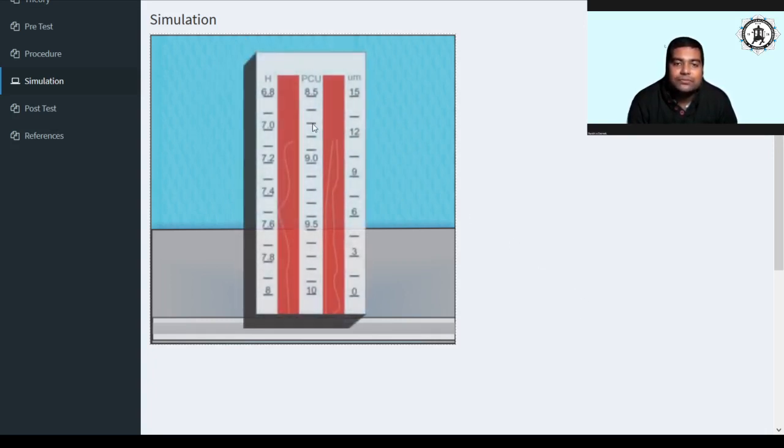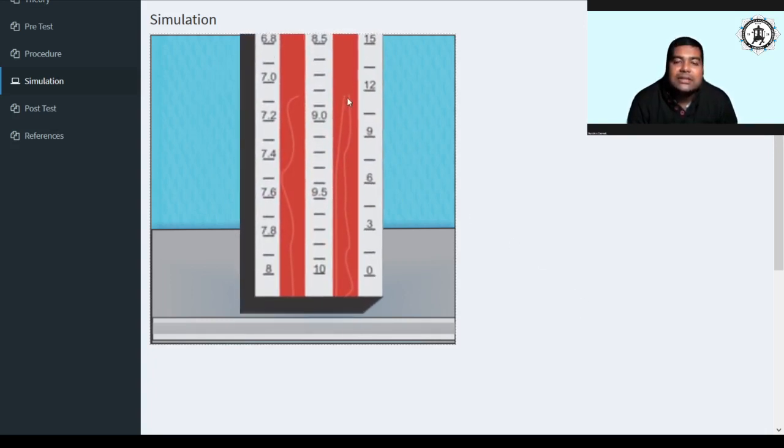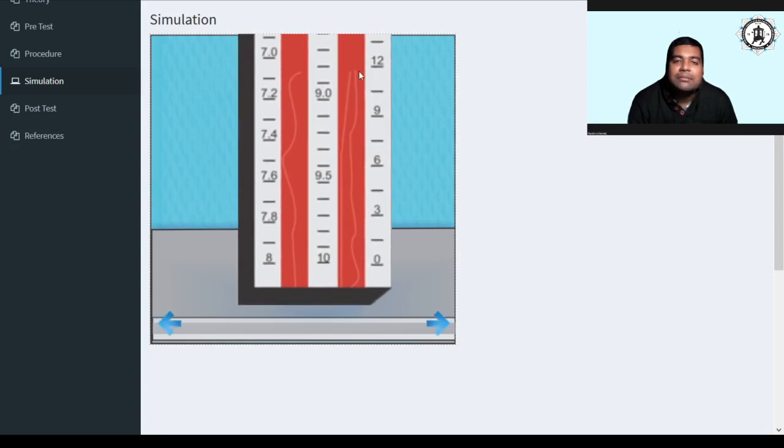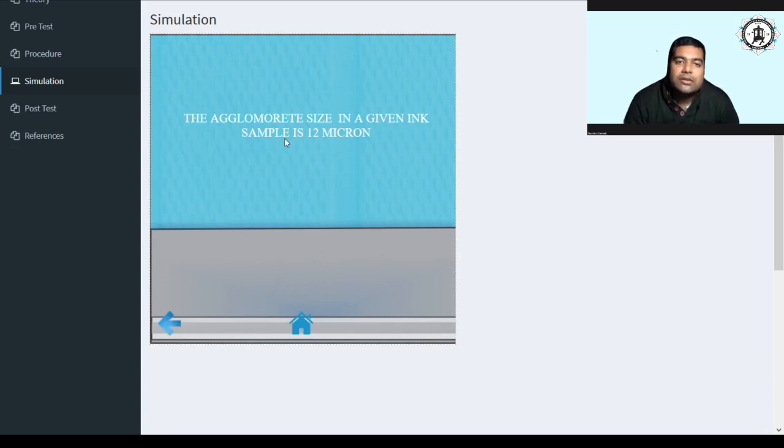Okay. Yes, so here you can see on the micron scale that the dispersion of this particular ink is near about 12 micron. Okay, so you will write down in your lab report that instead of three readings, which they have normally given, you will simply write down 12 micron in the reading. One reading is sufficient. Okay, so the agglomerate size in the given ink sample is 12 micron.